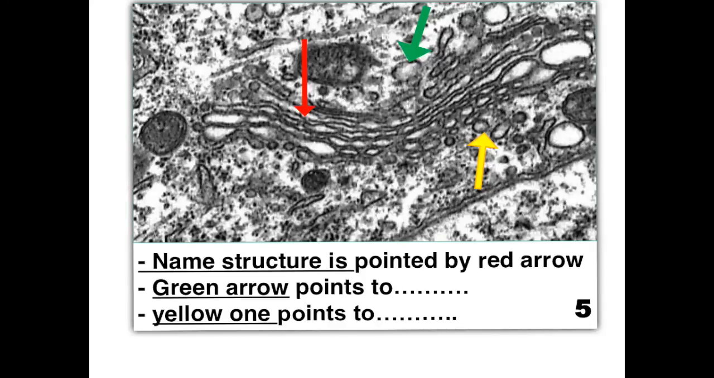Name the structure pointed by the red arrow. It is the Golgi apparatus. Green arrow points to the secretory vesicles. Yellow arrow points to transfer vesicles. This is the concave, the mature, the trans face, so this is the secretory. These are flattened and having this appearance very near to each other, compressed, and these are the vesicles related to the convex surface or the cis face. This is the transfer coming from the rough endoplasmic reticulum.